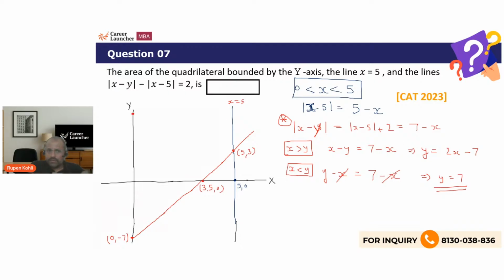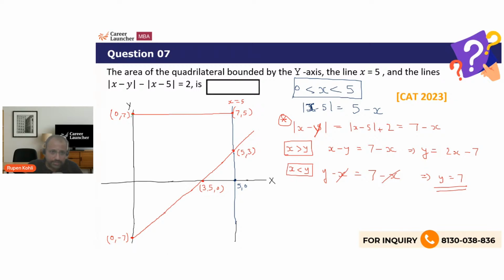Starting from (0, 7), we have the horizontal line y equals 7. Till the point it meets this line x equals 5, do we still have x less than y? Well, this will be (5, 7). So yes, x, which is 5, is less than 7. So we get this. What does this boundary look like? Can you see this quadrilateral now?